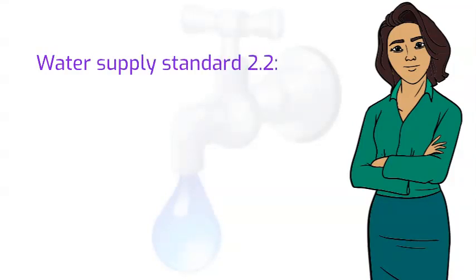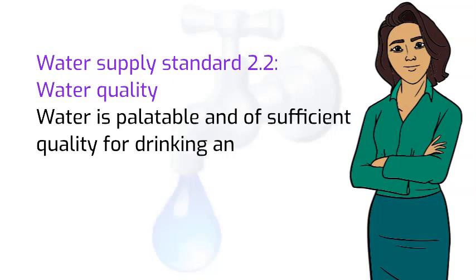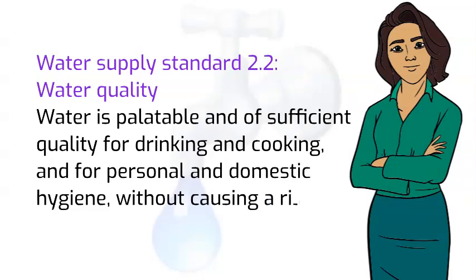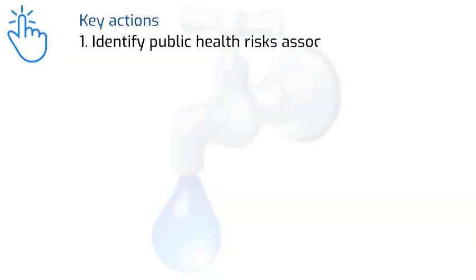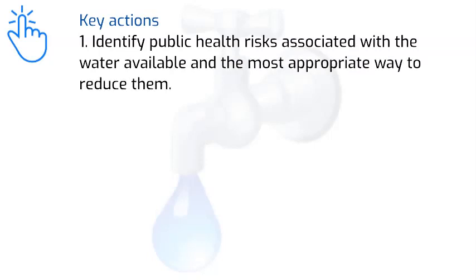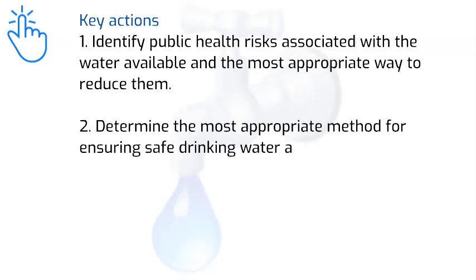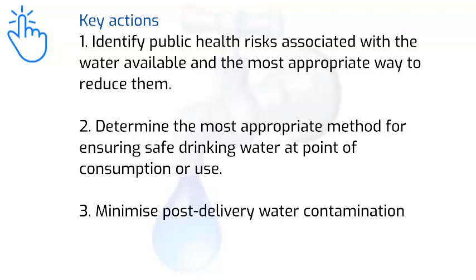3. Ensure appropriate water point drainage at household and communal washing, bathing, and cooking areas and hand washing facilities. Water Supply Standard 2.2. Water Quality. Water is palatable and of sufficient quality for drinking and cooking, and for personal and domestic hygiene, without causing a risk to health. Key actions. 1. Identify public health risks associated with the water available and the most appropriate way to reduce them. 2. Determine the most appropriate method for ensuring safe drinking water at point of consumption or use. 3. Minimize post-delivery water contamination at point of consumption or use.